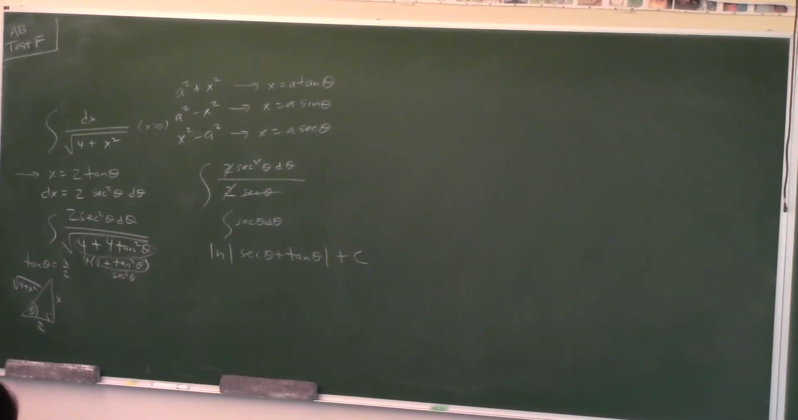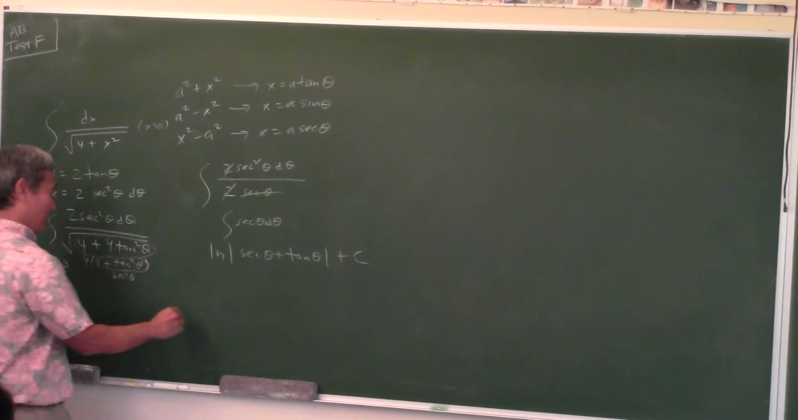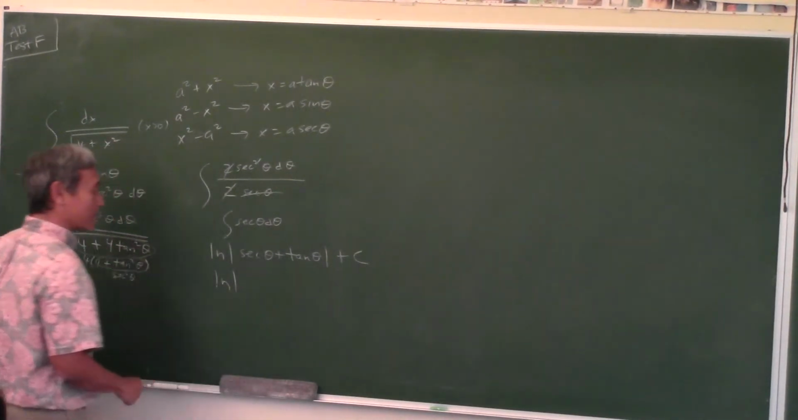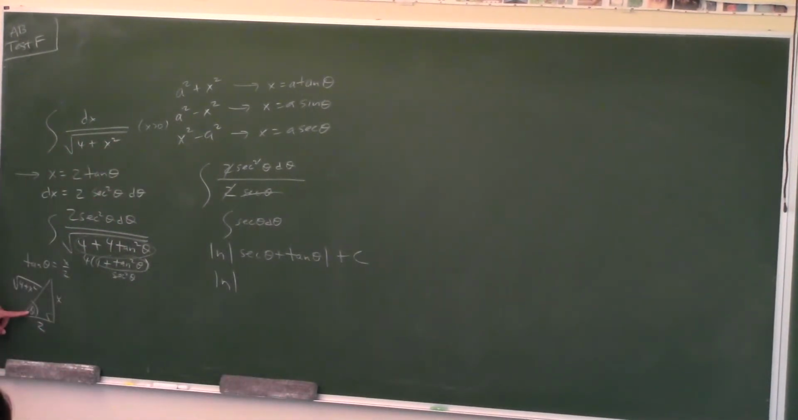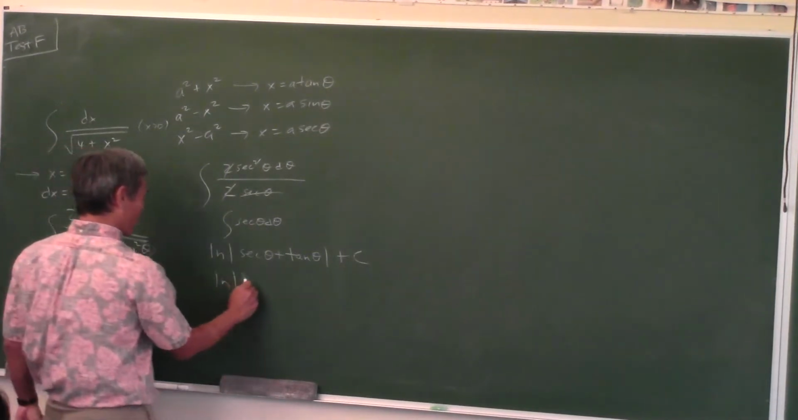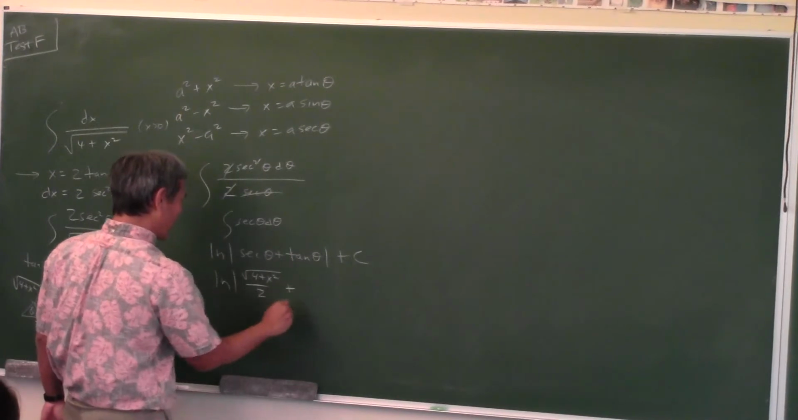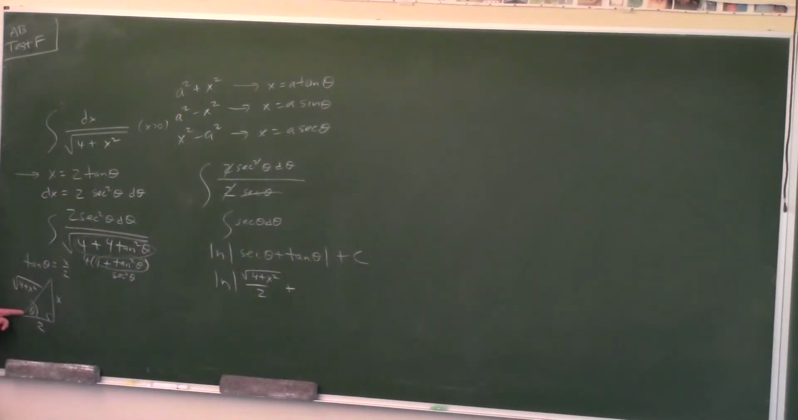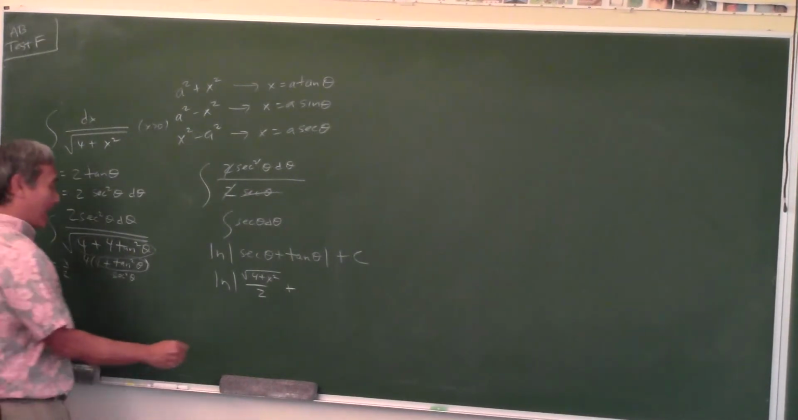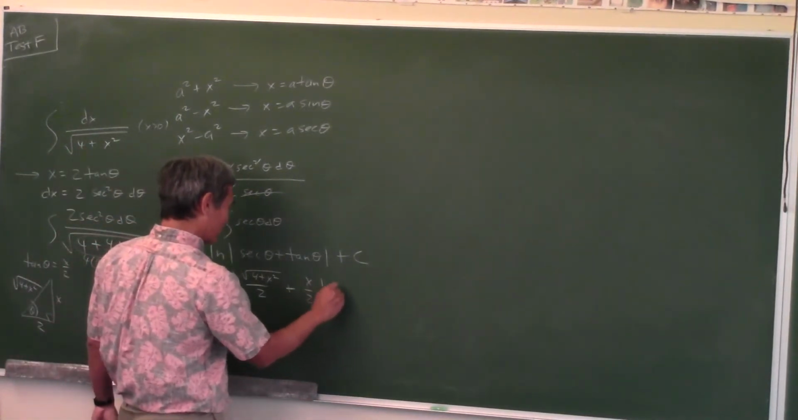Okay, so now watch this. Natural log, absolute value. Now you look at your triangle. What is secant theta? Well, cosine is adjacent over hypotenuse, so secant is hypotenuse over adjacent. So root 4 plus x squared over 2, plus, and then now you look at your triangle. What is tangent theta? Opposite over adjacent, x over 2, plus C.